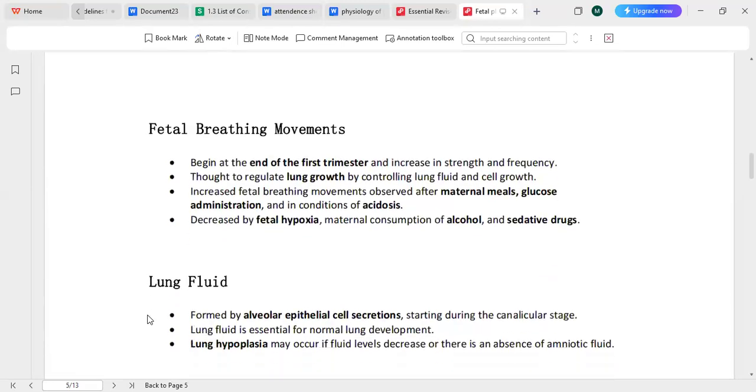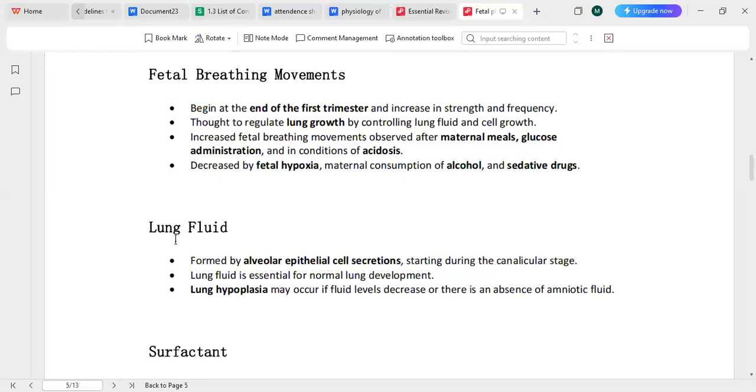What about fetal breathing movements? They begin at the end of the first trimester. Everything which is highlighted or written in bold letters is your exam question. It is given in the previous past paper, so I have highlighted it this way.